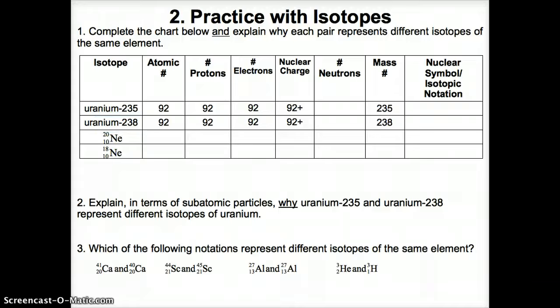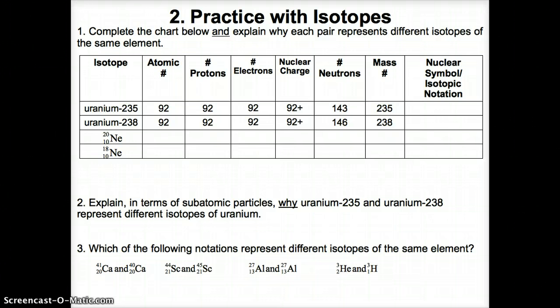Now finally, to find the number of neutrons for each isotope, just subtract the atomic number from the mass number. So for uranium-235, we have the mass number 235 minus the atomic number 92, or 143 neutrons. And then for uranium-238, we have 238 as the mass number minus 92 as the atomic number, leaving us with 146 neutrons. So there you go, there are the numbers of neutrons.